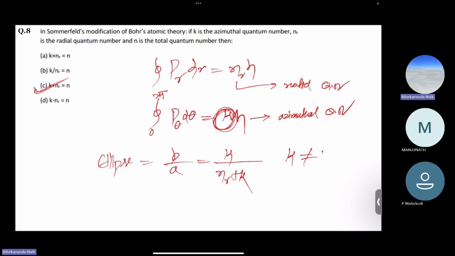So suppose this is an ellipse, so this is b and this is a. Now if k is 0, then b by a will be 0. So b by a is 0 means either a is infinity or b is 0. So in that case, if an ellipse has semi-major axis infinity and there is no semi-minor axis, then it is basically a straight line.